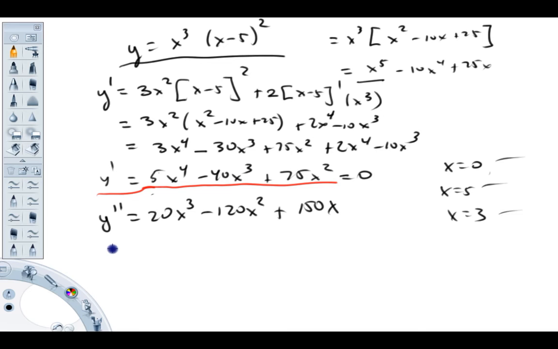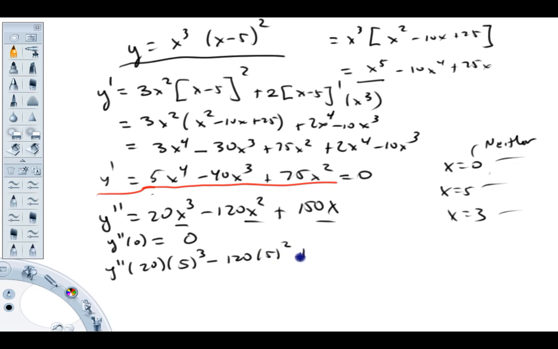And now I'm just going to check these values. Y double prime of 0 is equal to 0, right? 0's here, here, and here. Therefore, this tells us basically it's neither. It's not a relative min or max. Y double prime at x equals 5, I'll just take them in order, is going to be 20 times 5 cubed, minus 120 times 5 squared, plus 150 times 5.